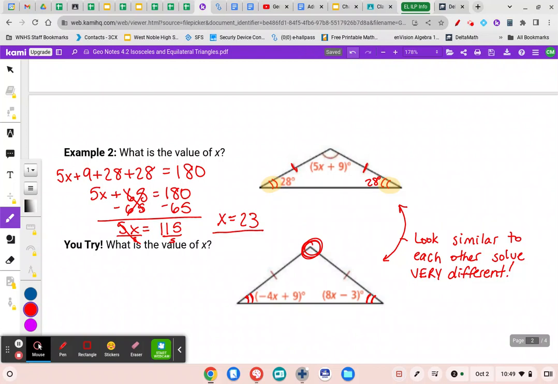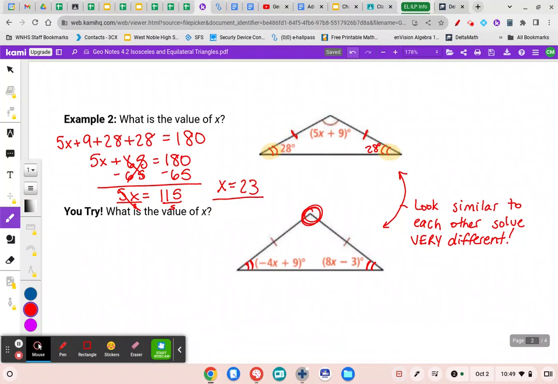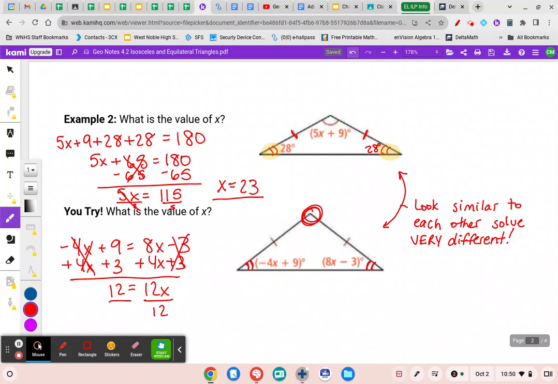We are just going to go ahead and equal these to each other. So negative 4x plus 9 equals 8x minus 3. We solve. I'm going to add 3 to both sides and add 4x to both sides. We get 3 equals, why did I write 3? We don't get 3. We get 12 equals 12x. We divide by 12, and we get that x is equal to 1.